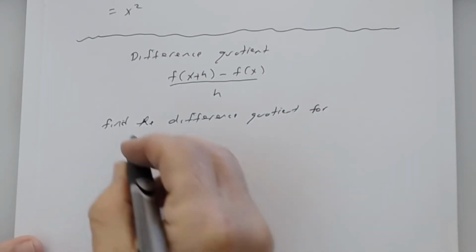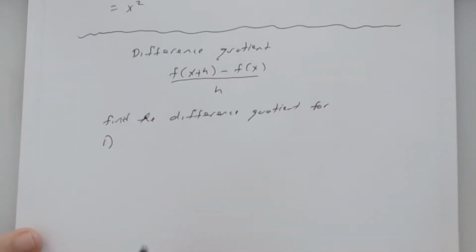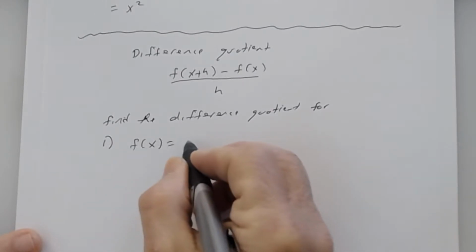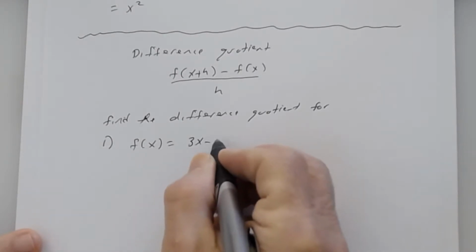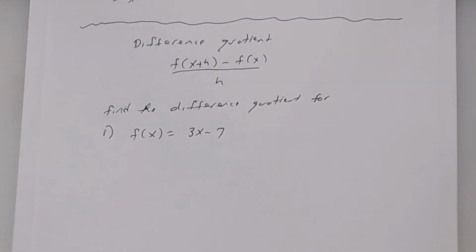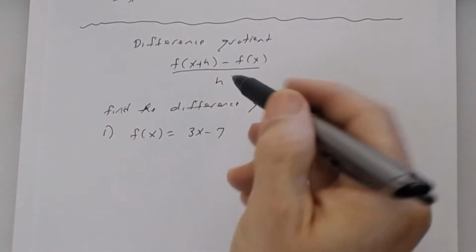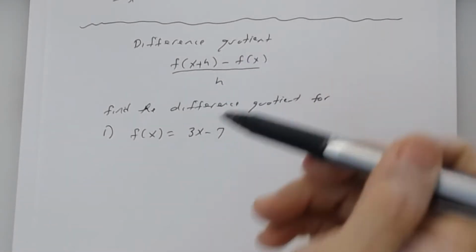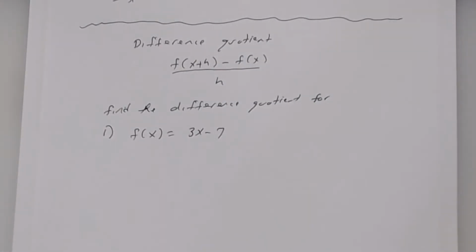Find the difference quotient for, and let's suppose in number 1, I have the function f of x equals 3x minus 7. I'll find the difference quotient. So for right now, you're going to practice finding this quotient. Remember, quotient means to divide. So notice you are dividing a numerator by a denominator. So you got to know how to do that, manipulate this for next semester.